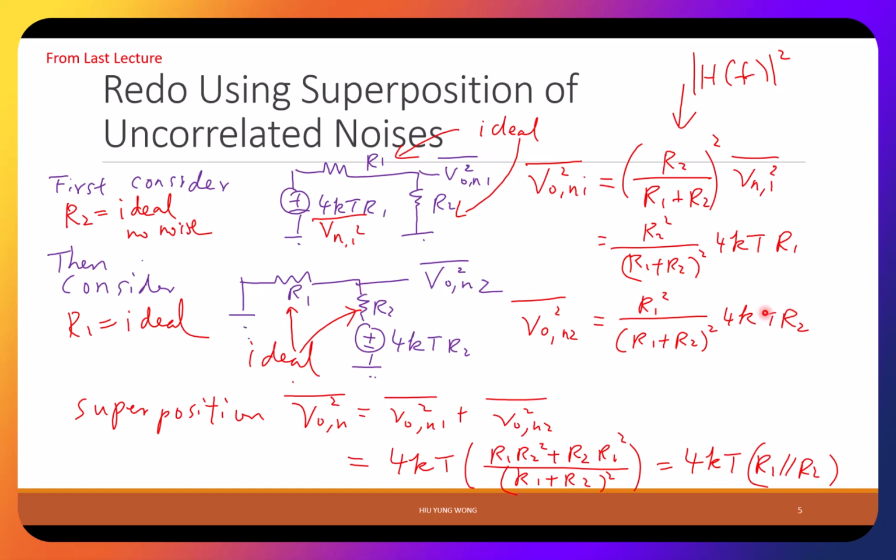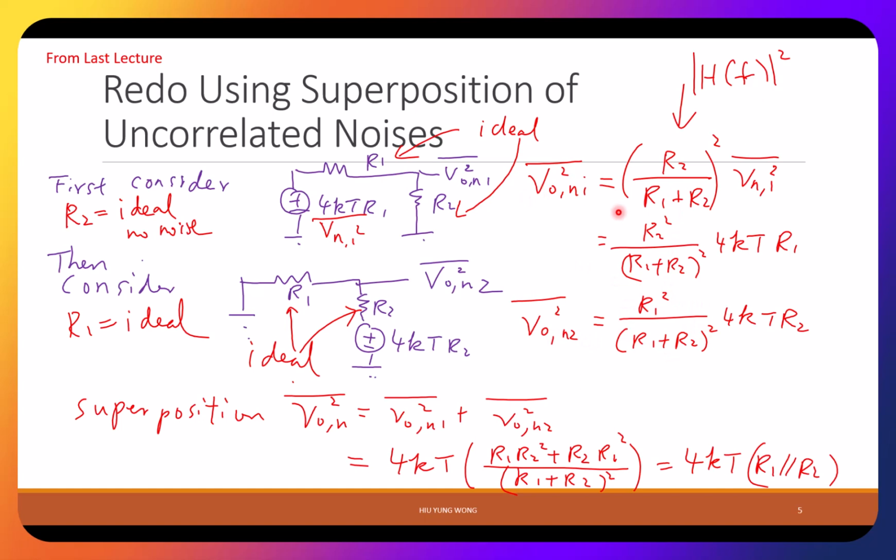We use the same equation, but this time the voltage source is here, so in terms of potential divider, it is going to be R1 divided by R1 plus R2. Again, we square it because we are talking about the power, not the voltage, right? A voltage times the transfer function equals the output voltage, but for power, we square it.